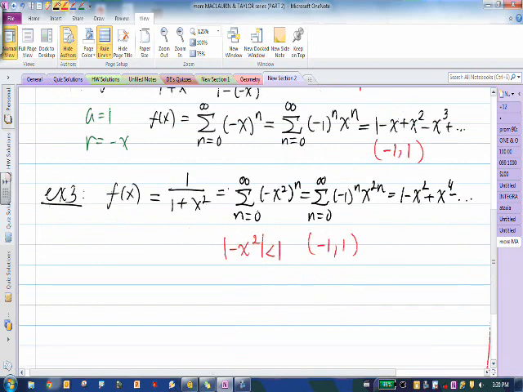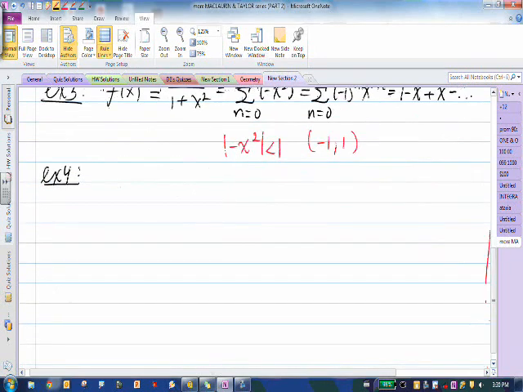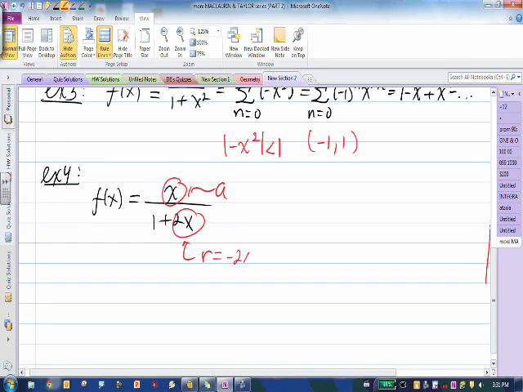Now don't feel restricted by what you can have as a. For example, it can be a variable. Let's say you have the following: f of x is equal to x over 1 plus 2x. Okay? You can still do what we did before, recognizing that a in this case is x, and that r in this case is negative 2x.